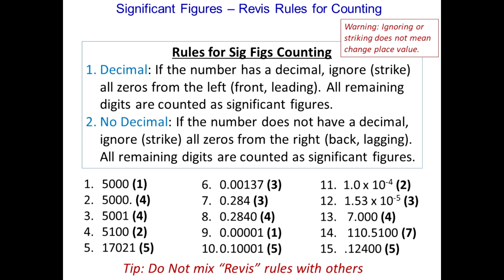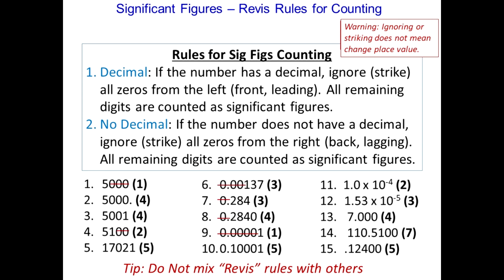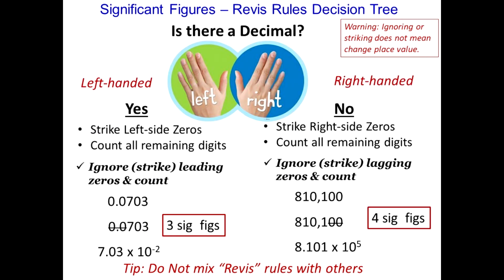We'll repeat it again. So here are the answers to the one we just did. You know how to do that. Here we just summarize it down on a simple decision tree. You'll hear me say left-handed or right-handed for simplicity.